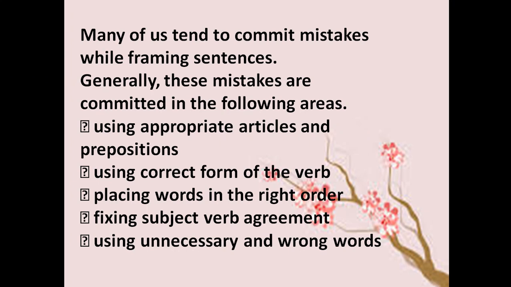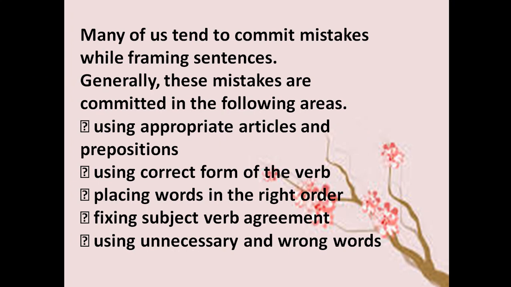So whenever we talk English, we commit mistakes in the following areas: using appropriate articles and prepositions. Sometimes wherever we have to use the, we use a. Wherever we have to use a or an, we use the. Similarly, with prepositions, we do mistakes. Wherever you have to use on, we use in, maybe after or below or something of that sort. We do mistakes while talking and writing too.